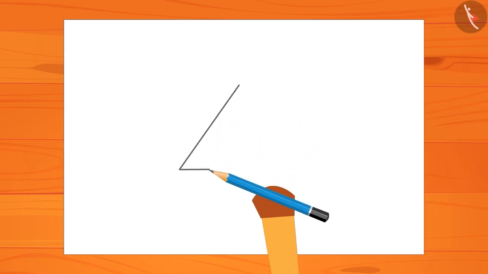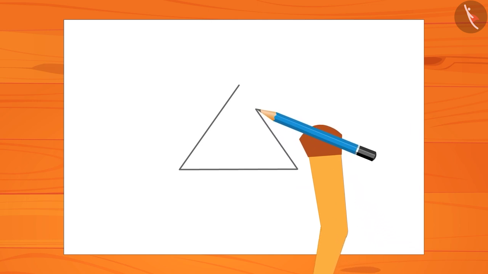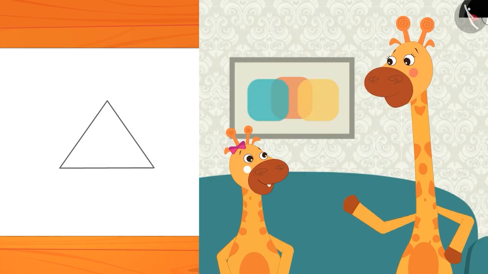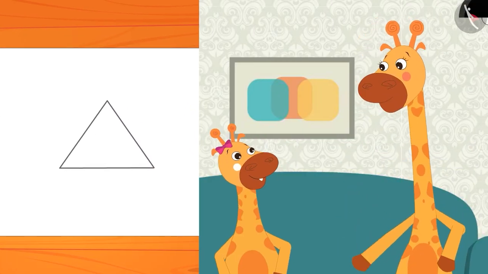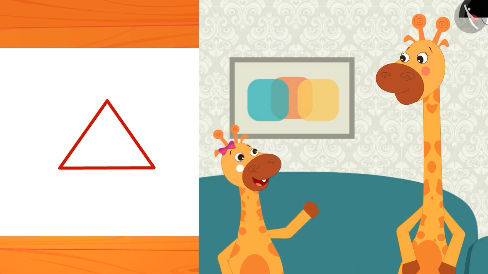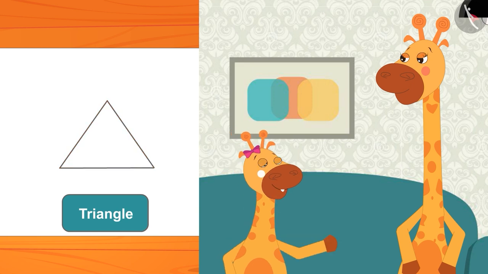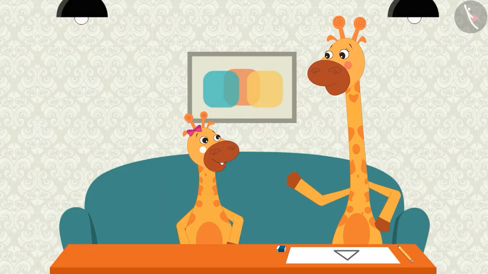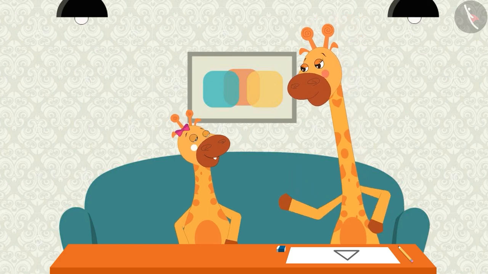I made this shape with three lines like this. Tell me, what is the name of the shape? The figure which is made up of three lines is called triangle. Hence, it is a triangle. Gaffy, you have answered it correctly.